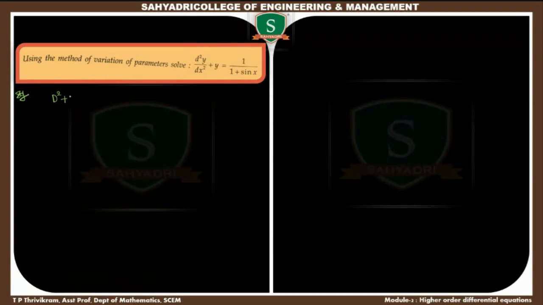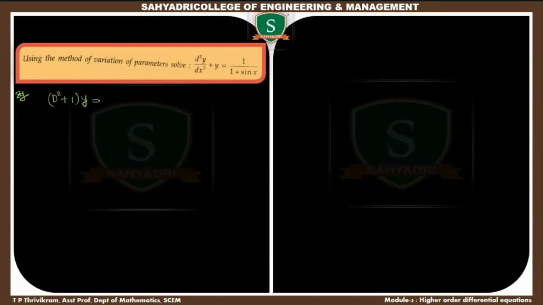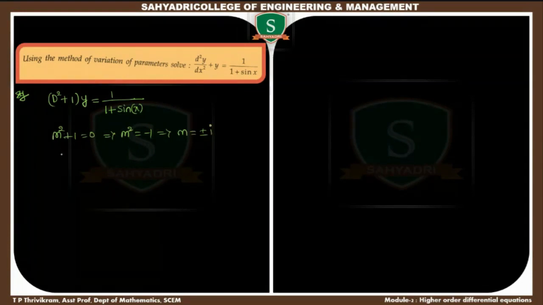D square plus 1 into y is equal to 1 by 1 plus sin x. Okay. So now easily we can find the complementary solution. That means m square plus 1 is equal to 0, which implies m square is equal to minus 1, which implies m is equal to plus or minus root minus 1, which is i. So yc is equal to how much?